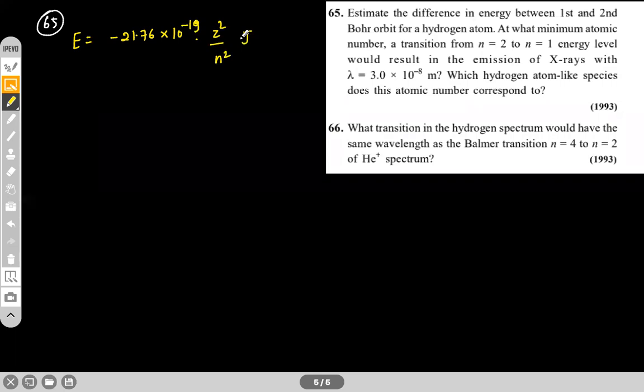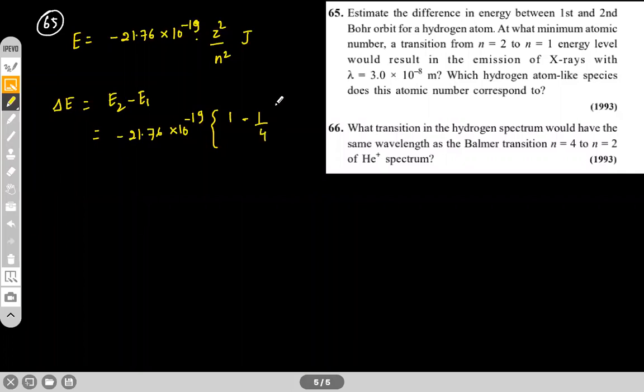Then we can find delta E, which is E2 minus E1. That would be minus 21.76 into 10 to the power minus 19 times (1 by 4 minus 1), so 1 minus 1 by 4. This is what you need to solve. So delta E we can find out from this.